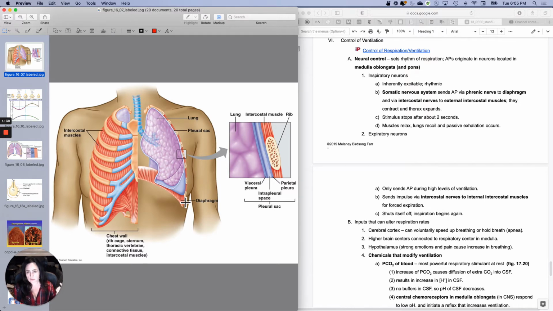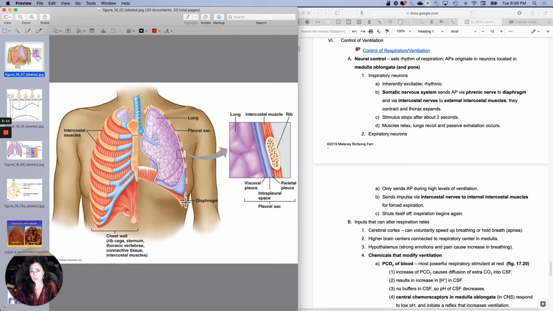This action potential to the diaphragm and the external intercostal muscles is inherently rhythmic. It just sends out a rhythmic depolarization that will cause contraction. The stimulus goes for a while and then it stops after about 2 seconds. Then, because of the elastic nature of your lungs and the relaxation of the muscle, the thoracic cavity decreases in size, the lungs snap back in healthy muscles, and exhalation occurs.